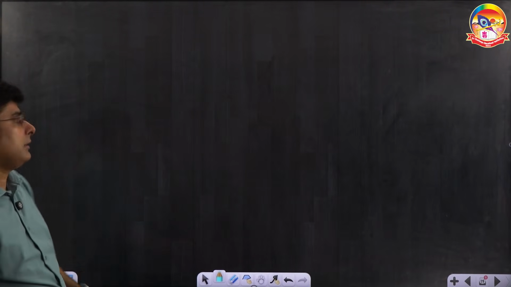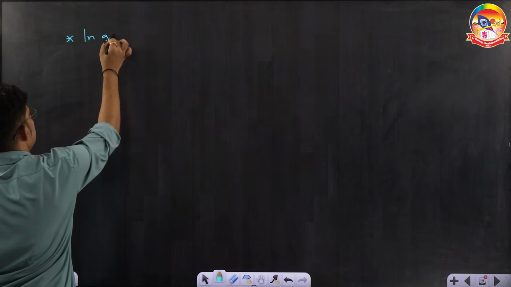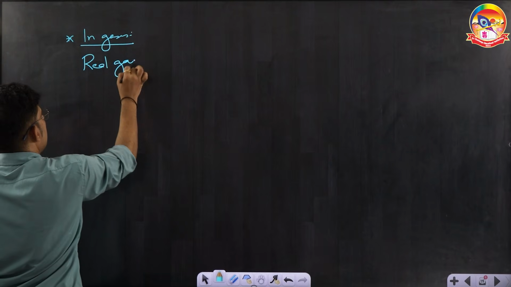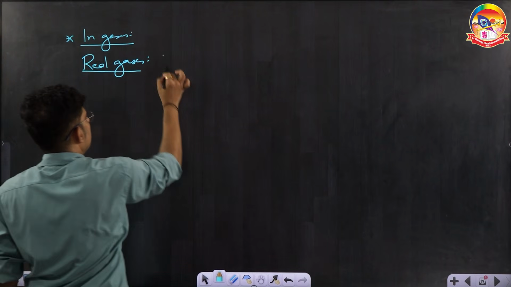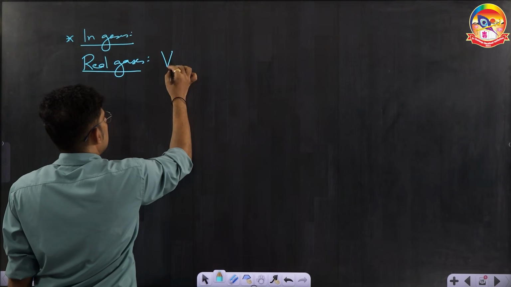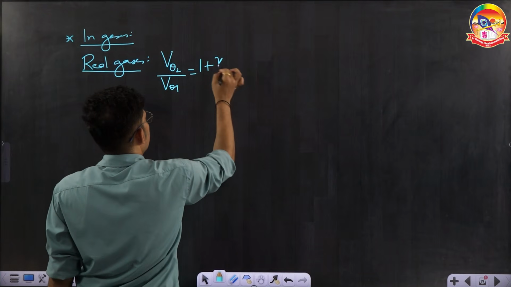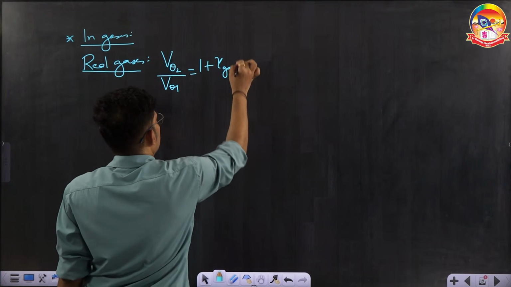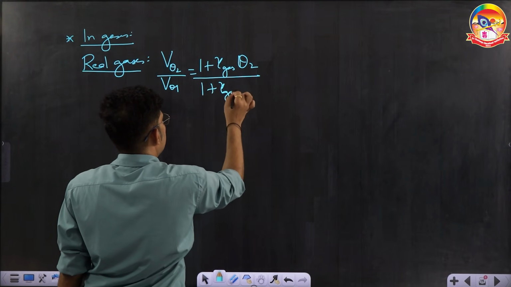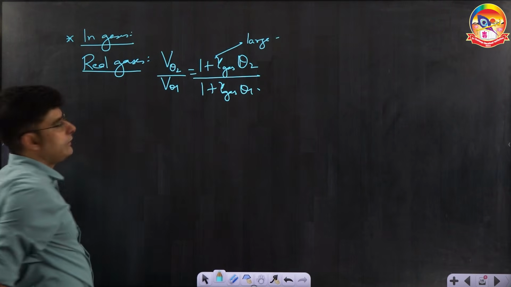Now apart from this, we have, in gases, expansion is very large. When you are having real gases, directly you will use same V at any temperature, gamma of the gas, theta 2 1 plus gamma gas theta 1. Obviously this is large, so you can use this to relate volumes.